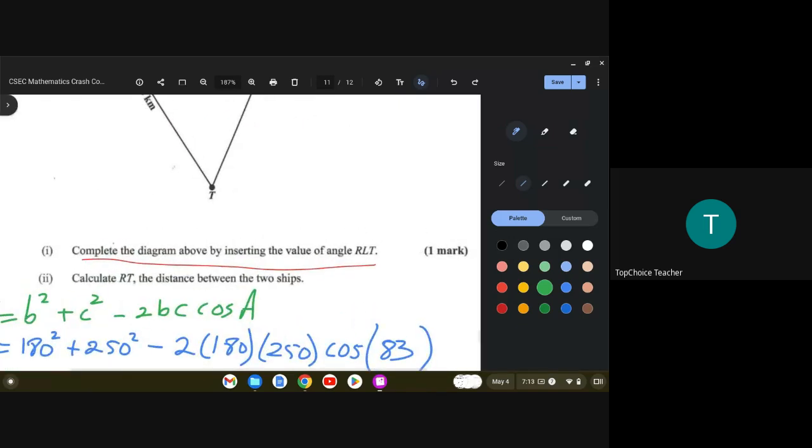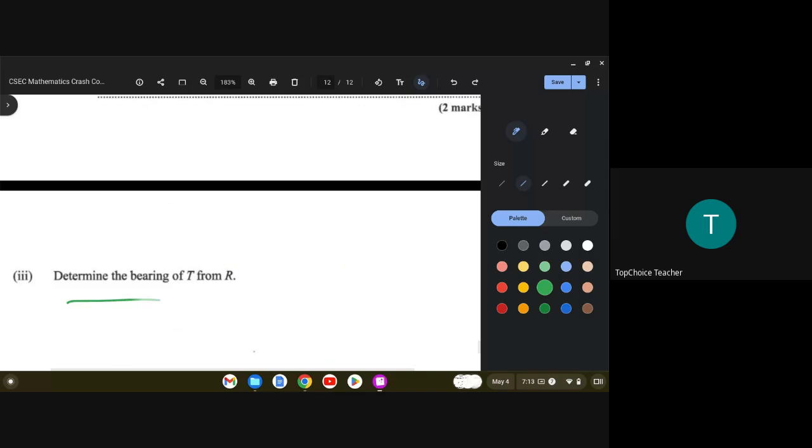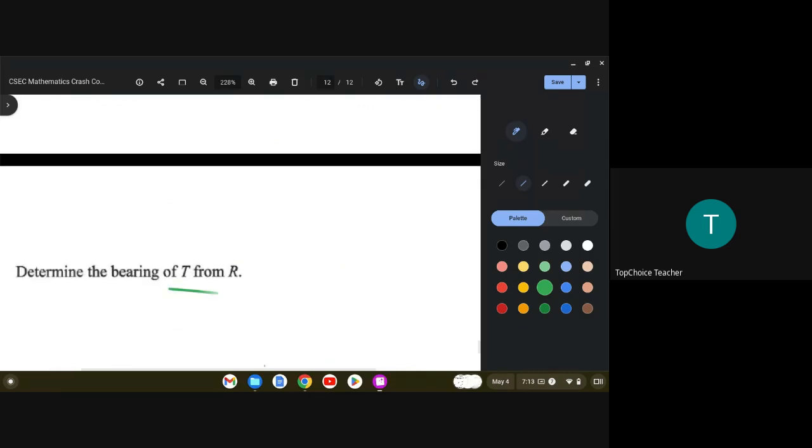Determine the bearing of T from R. How do we interpret that? What is T from R? That means you're starting from R. Look at the word from R. So you're going to start from R and then go to T. That's how you interpret this. If you say determine the bearing of T from R, you're starting from R and then you're going to T.